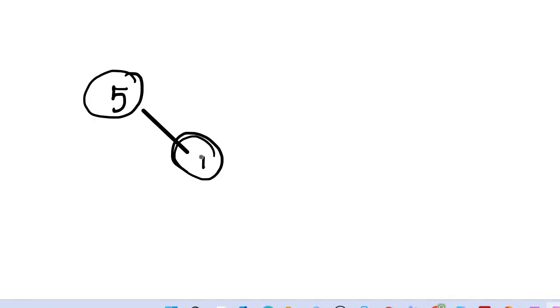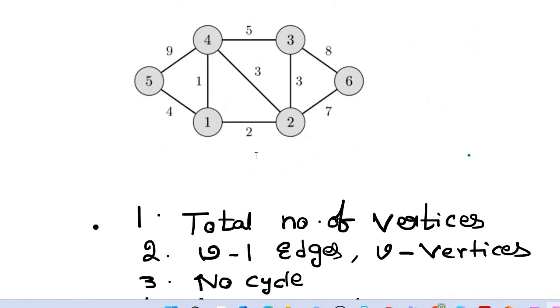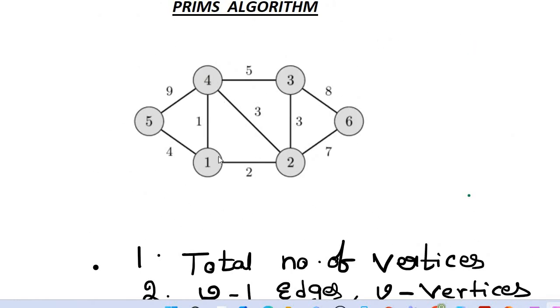So 5 to 1, what is the cost associated with it? It is 4. Now 1, what are the neighboring nodes? 1 to 2, 1 to 4, 1 to 5. Let us have a list here, visited nodes. Now 5 is visited. I cannot consider visited vertex. So I have to exclude 5. So what are the remaining options I have here? 1 to 4, 1 to 2.